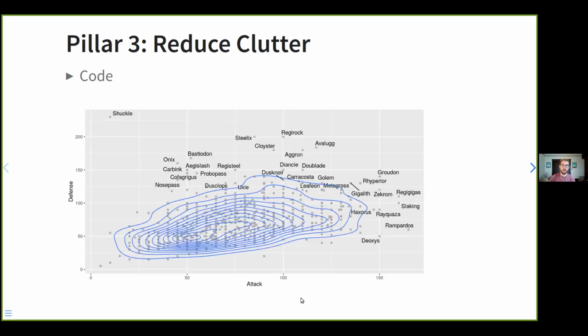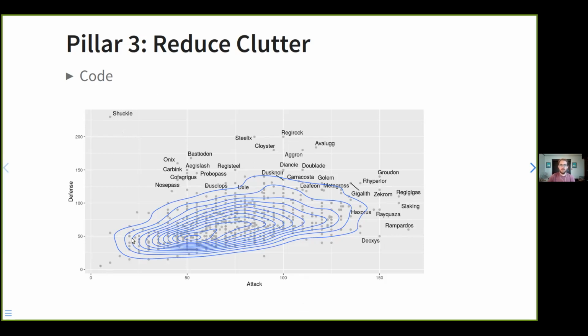So what we can do is we can use different techniques to reduce that clutter. So here's one example that I came up with for how to show this data in a little bit less of a cluttered way. One thing you might want to do is to remove a lot of those labels, because there's no way to plot them all at the same time and to be able to read every single one. Maybe you only want to label the outliers. So like Shuckle here is an example of a very weird outlier with only defense and almost no attack. And that might be interesting to you depending on what you're trying to convey here.